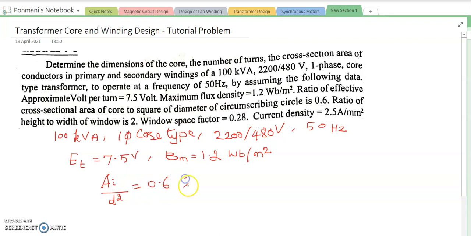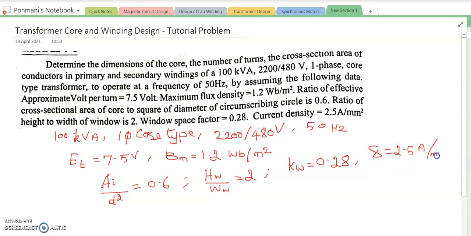Ratio of height to width of the window, height of the window to width of the window, is given as 2, and window space factor Kw is given as 0.28, and current density delta is given as 2.5 ampere per mm square, or you can write it as 2.5 into 10 to the power 6 ampere per meter square, because that is the standard unit. Okay.